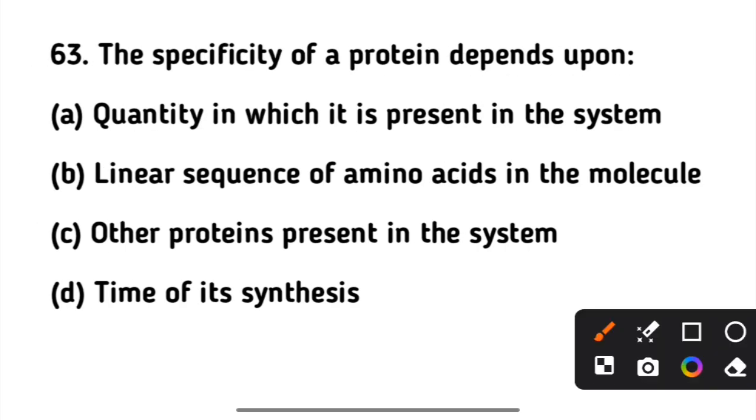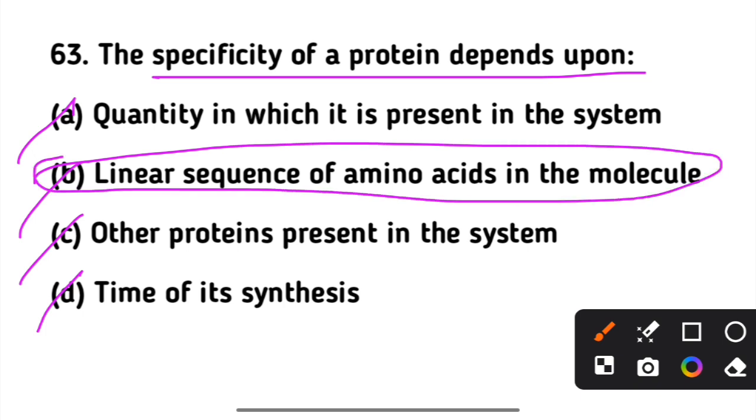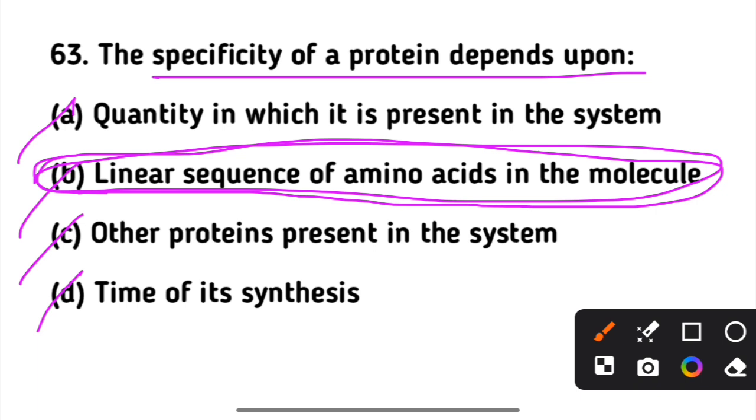Next, the specificity of a protein depends upon: Option A, quantity in which it is present in the system; Option B, linear sequence of amino acid in the molecule; Option C, other proteins present in the system; Option D, time of its synthesis. Option B is correct. The specificity of a protein depends upon linear sequence of amino acid in the molecule.